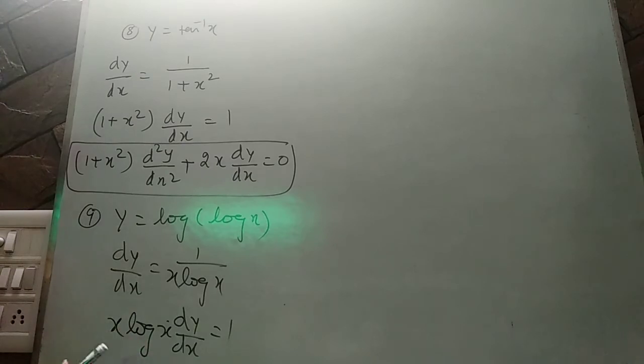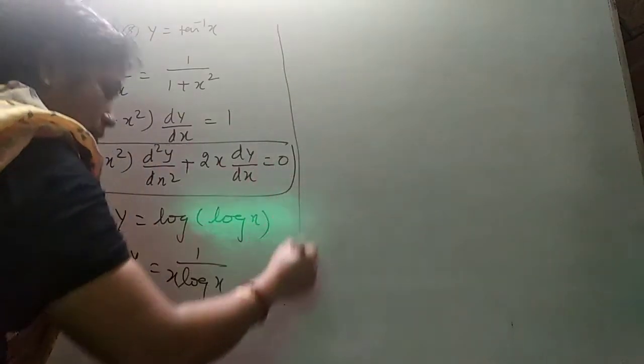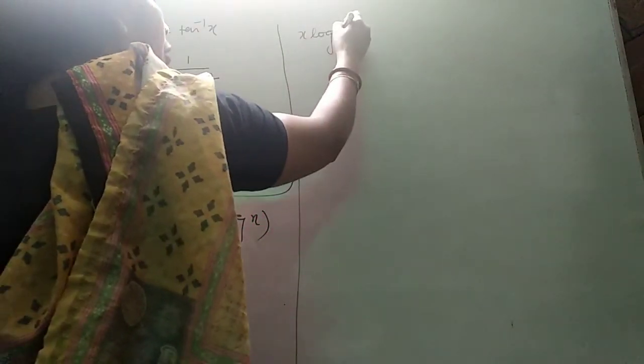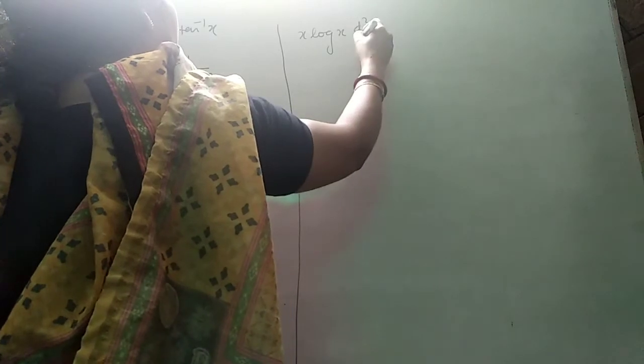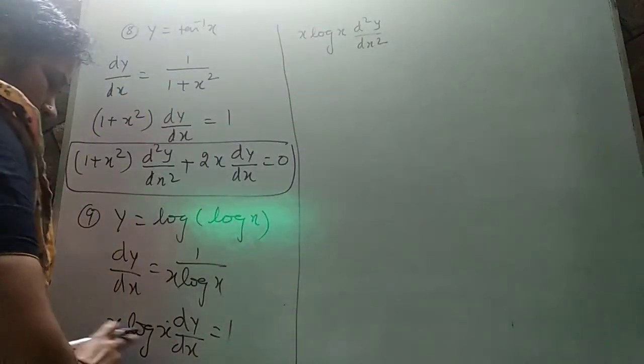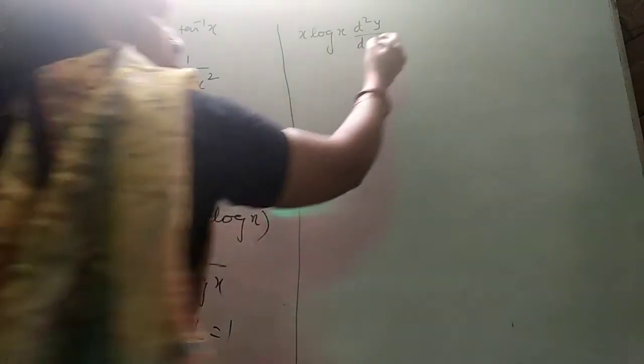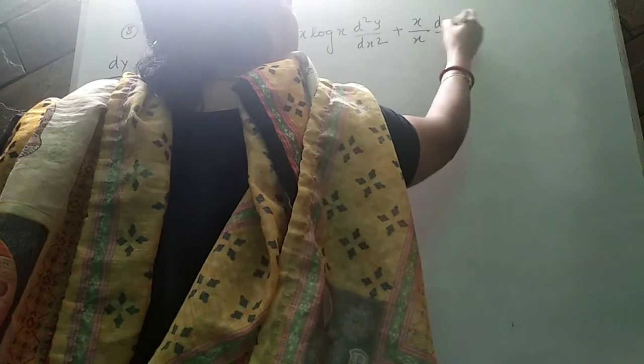You know the three variable product u, v, w. So now with three variables, what will we get? If I keep x log x constant, then dy by dx gives d square y by dx square. If I keep x into dy by dx constant, the differentiation of log x is 1 by x, so that is x upon x into dy by dx.